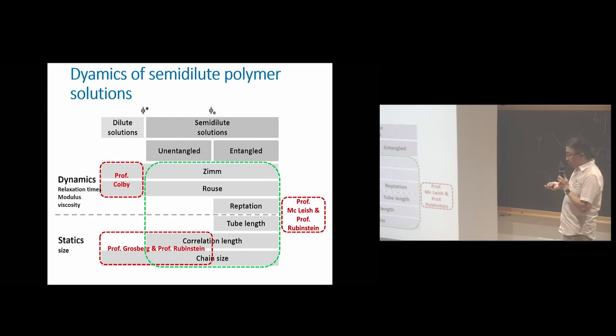Professor McLeish and Professor Rubinstein today talked about reptation and the tube of the entanglement, so I go further to study the concentration dependence of the reptation and the tube length. For the static part, of course, Professor Grosberg and Professor Rubinstein have already talked about the chain size of a real chain, and the correlation length has already been introduced. So I'm going to show you how these lengths and these dynamics depend on the polymer concentration. Already I'm talking about semi-dilute solutions, so the overlap concentration and entanglement concentration should be here.